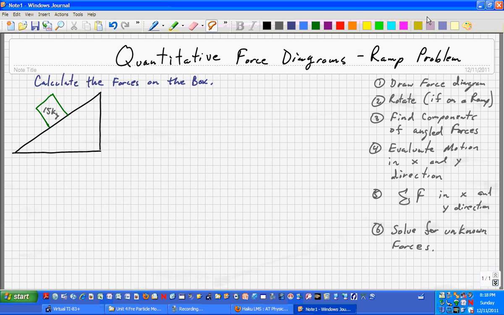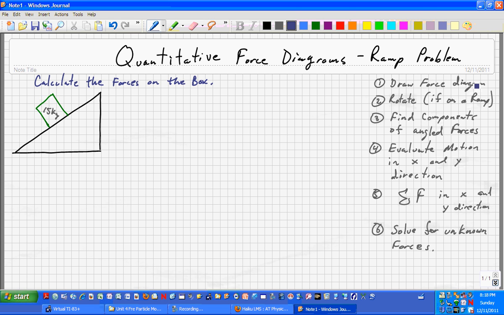I want to do an example of a problem that I discussed in class. We're going to get a quantitative diagram. That means we're going to actually calculate the forces on this box. We're going to draw the diagram and calculate the magnitude, or the size, of these forces. I gave you 6 steps in class in order to make this easier. If you follow these 6 steps, things should go well.